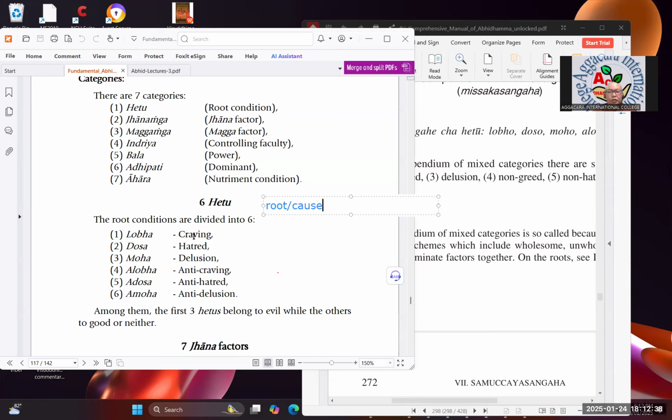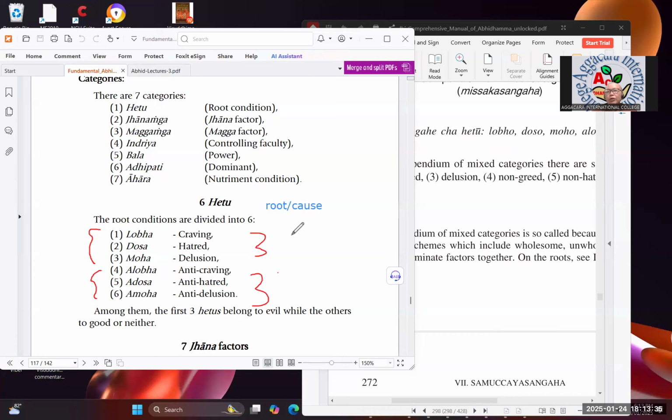For example, lobha, greed or craving, is a cause. Due to craving, somebody will kill, will steal, will commit sexual misconduct. Due to dosa, as a cause, somebody will do something bad. So lobha, dosa, moha, all these are the roots or the causes of beings doing bad actions. And alobha, adosa, amoha, these three are good. These are bad. So you can divide the Hetu into two: 3 good roots and 3 bad roots.